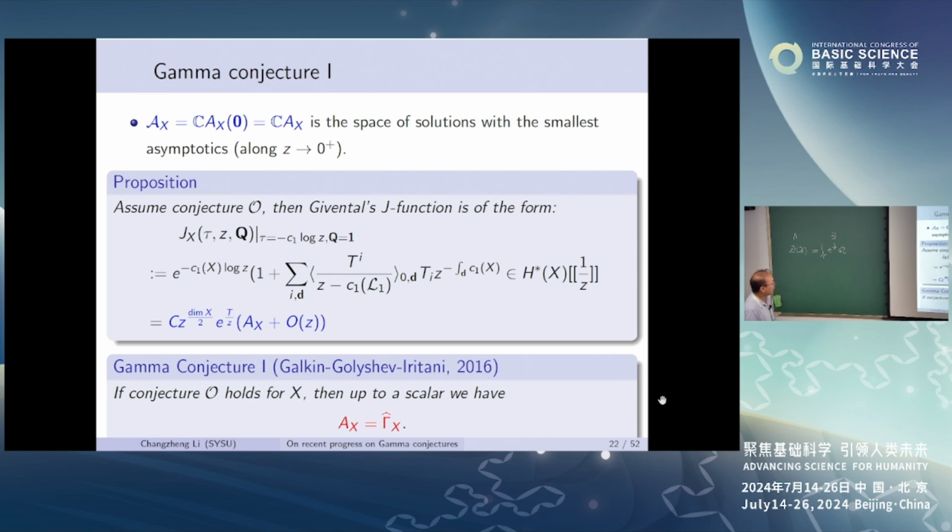So if Conjecture O holds, then as z goes to 0, there is an asymptotic expansion of this form, up to a constant. The leading class is some cohomology class, and then comes z to some power. In this way, gamma conjecture 1 says that the leading term of the J function in this expansion is equal to the gamma class. If you normalize it so that the class is of the form 1 plus higher degree terms, this is equal. Otherwise, it is up to a scalar.